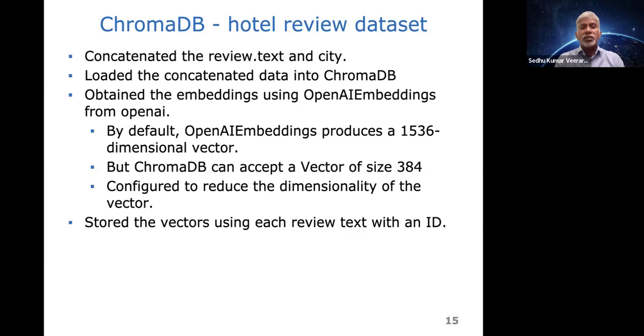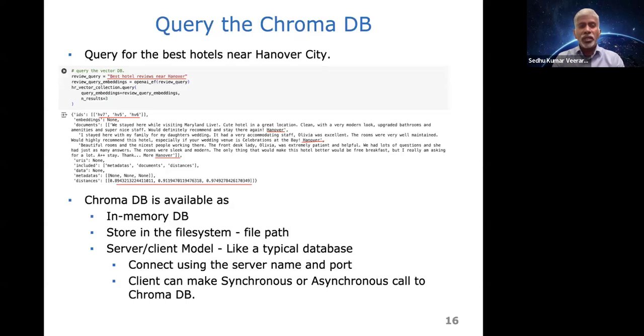I concatenated the review text and city, loaded the concatenated data into ChromaDB, and obtained the embeddings using OpenAI embeddings. By default, the OpenAI embedding produces a 1536-dimensional vector, but ChromaDB can accept a vector of size 384, so I configured it to reduce the dimensionality of the vector and stored the vectors using each review text with an ID. Then I queried for the best hotels near Hanover City. Based on the query, you can see three documents got listed, and I highlighted the results.